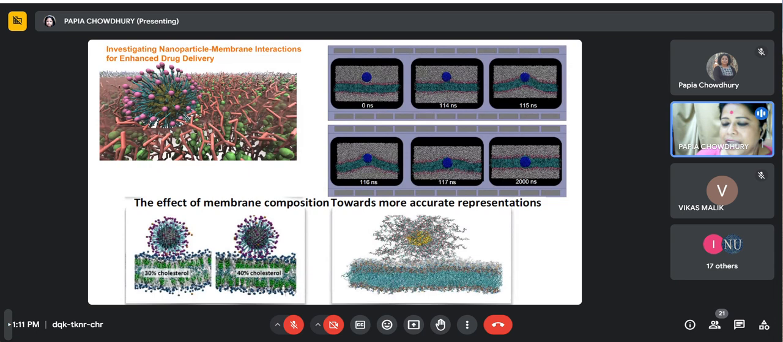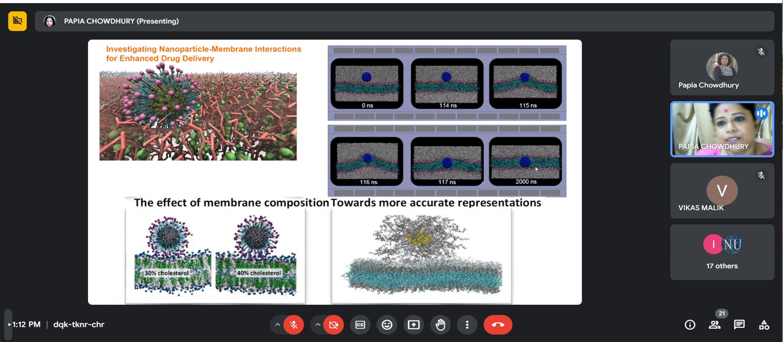There are also many studies going on which give us a time dependent variation. As you can see, this is a very nano sized system, and this is how it behaves with the lipid layer. It is a drug, and it is trying to interact with the lipid layer. As you can see, the simulation started from 0 nanosecond. After 114 nanosecond it is attached. At 115 nanosecond it is trying to go inside. At 116 nanosecond again it is trying to go inside, and after 2000 nanosecond it is totally trapped by the lipid layer inside the body.